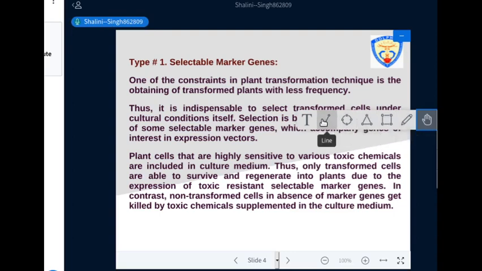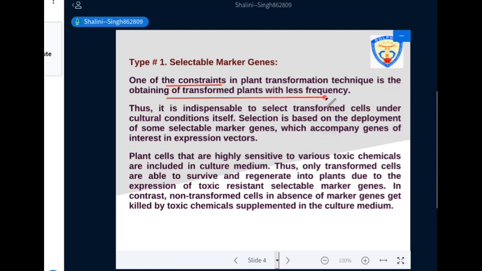Selectable marker gene. One of the constraints in plant transformation technique is obtaining transformed plants with less frequency. So we have to be very sure in the selection of transformed cells as these transformed cells will be regenerated into the future transgenic plant. So it is indispensable to select transformed cells under cultural condition itself before the plant is transferred to the field condition. Selection here is based on the deployment of some selectable marker genes which accompany the gene of interest in expression factors.